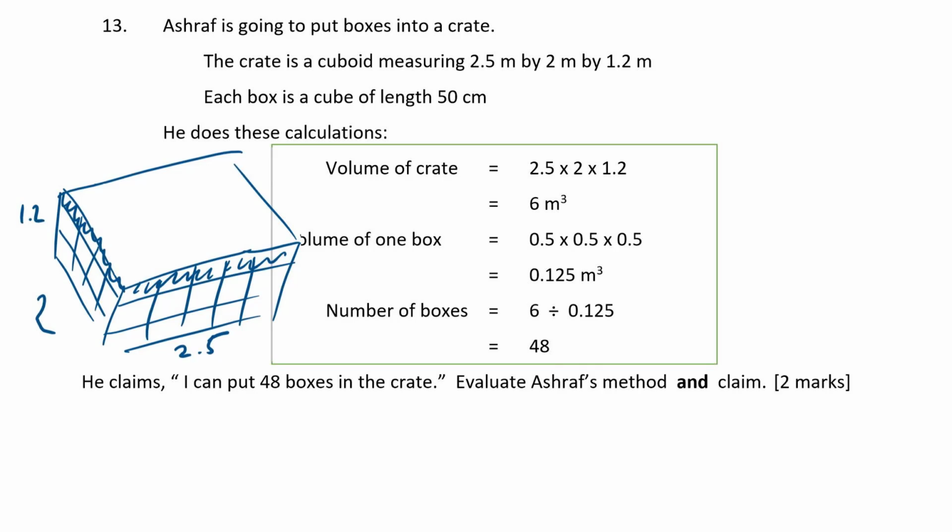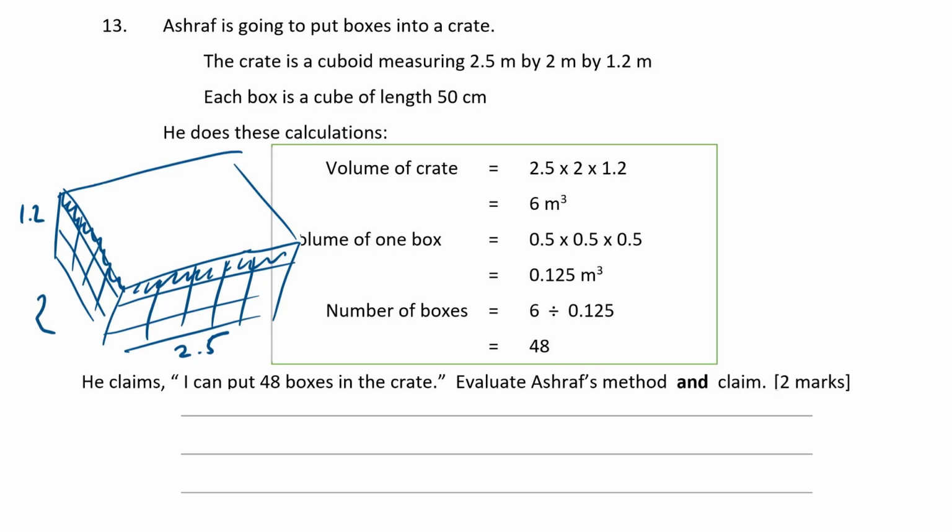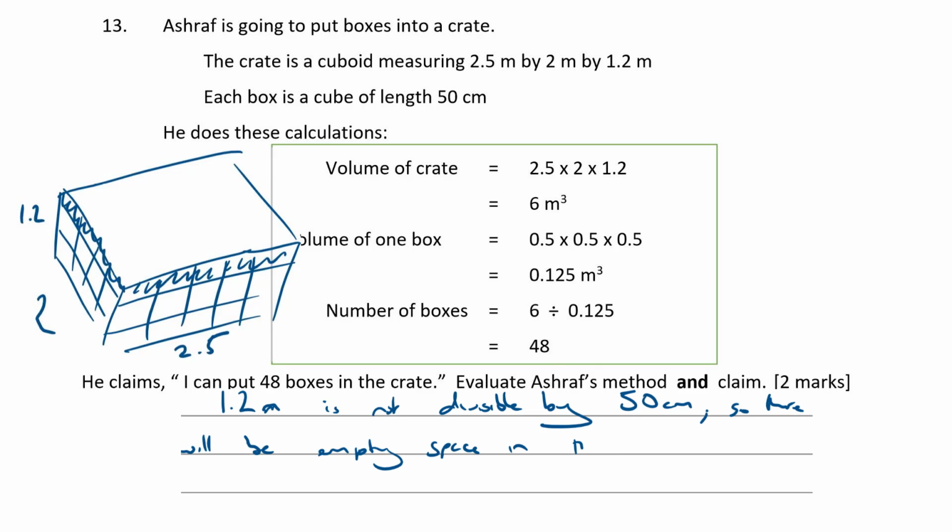So how can we put that down in words? So I'm going to evaluate his method by saying 1.2 meters is not divisible by, well, it's 50 centimeters, isn't it? So there's going to be some space. Empty space in the box. So there will be some empty space in the box.